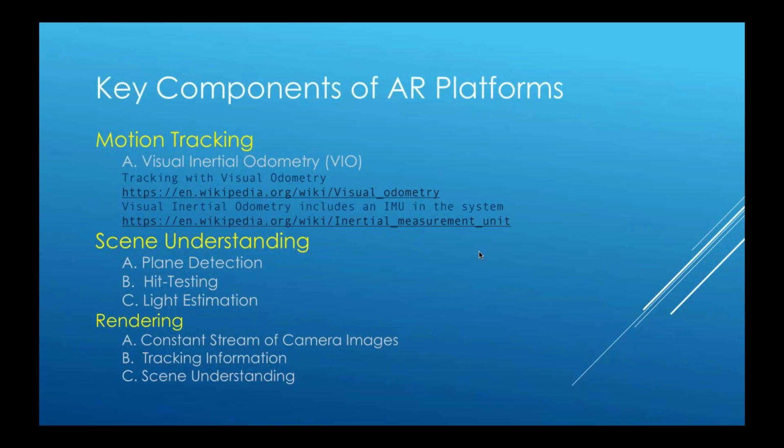And then we want rendering. So we have this constant stream of camera images coming in that form our background. We have this tracking information, and we have scene understanding. We're going to send that all to our renderer to render the objects that are being overlaid on our camera view, hopefully to make them seem realistic.